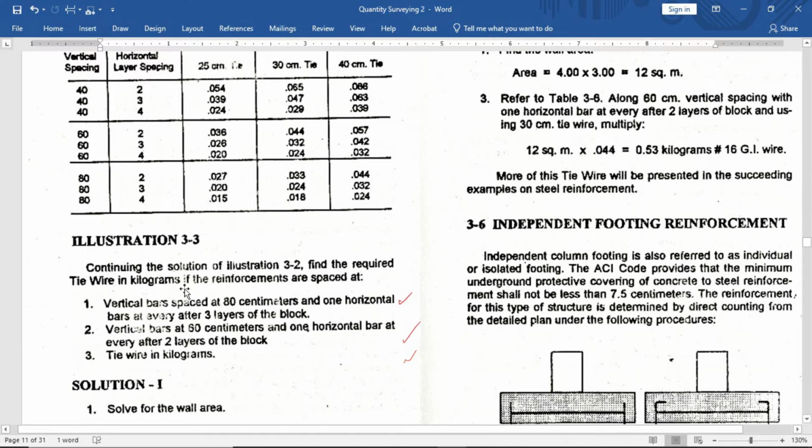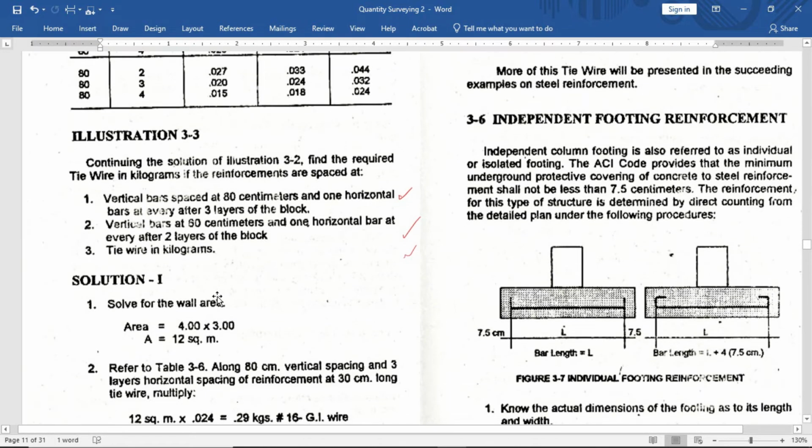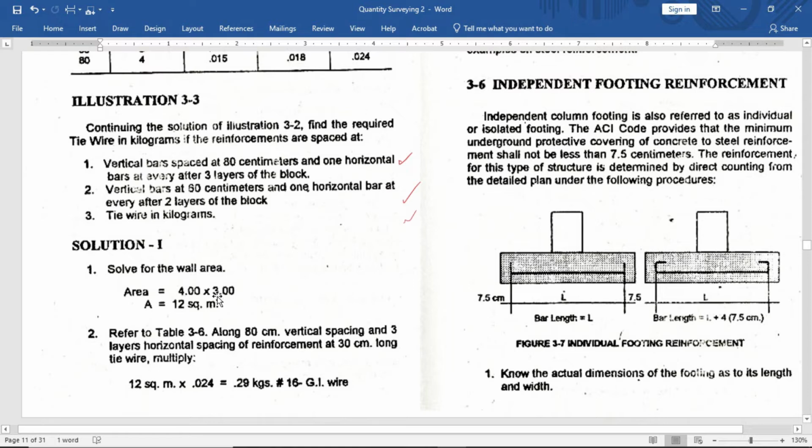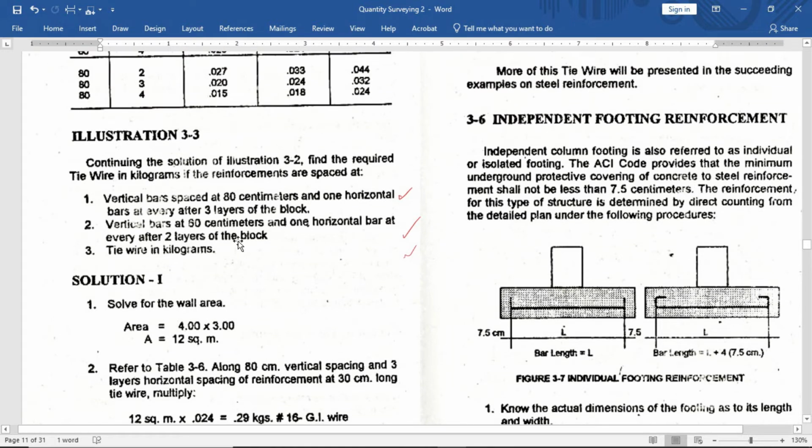So etong number 1, yan yung given natin kanina. Ayan yung ano natin. So 80. So area is 4 times 3. Yan yung ano natin, illustration 3-3, yan yung kanina. So ito yung area natin. First is solve for the area, 12 square meters. So refer to table 3-6. Along 80 centimeters and spacing 3 layers.